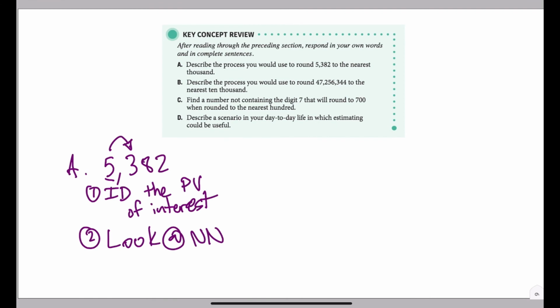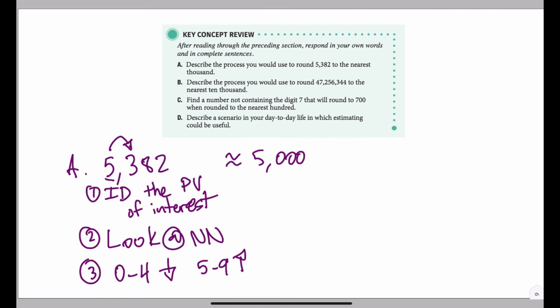That neighbor number is small, right? It's 0 to 4, so we round down. If it had been 5 to 9, we would have rounded the place value of interest up. So keep that in mind. What do we round up? It's not the 3 that's in the hundreds. That helps us to make a decision about the thousands place. And in this case, we're rounding down. So 5,000 is closer to 5,382.